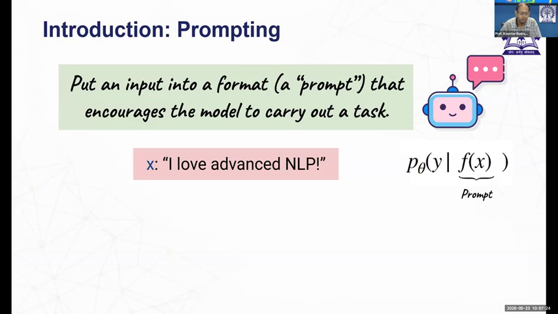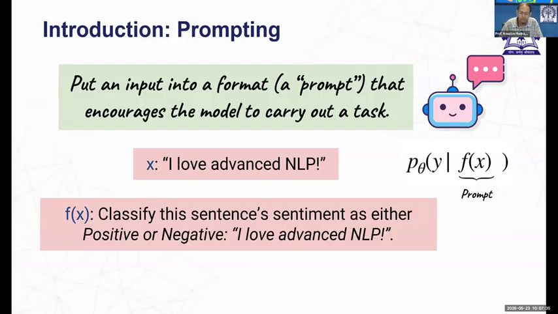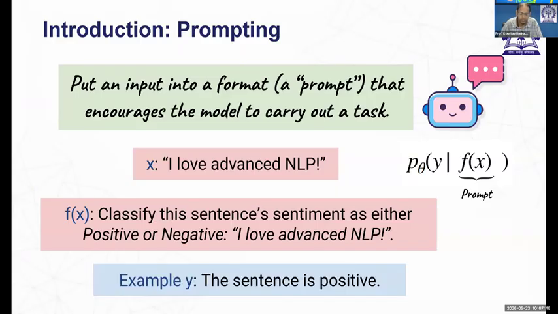What is prompting? We put an input into a format that encourages the model to carry out a task. For example, say X is the input, which is I love advanced NLP. What is f(x)? f(x) is the function that takes the input X: classify this sentence's sentiment as either positive or negative, and you pass the input that I love advanced NLP. And the output you get is that the sentence is positive. So ultimately, what does this LLM do? It is a function p theta of y given f(x), right? Y is the output that you are getting, x is the input you are passing, and f(x) is the prompt that is created out of it.